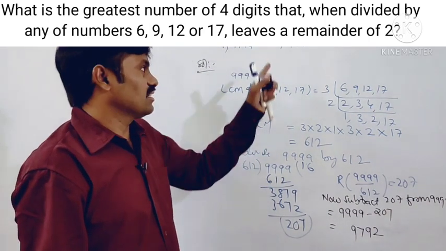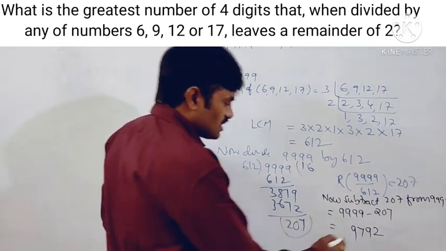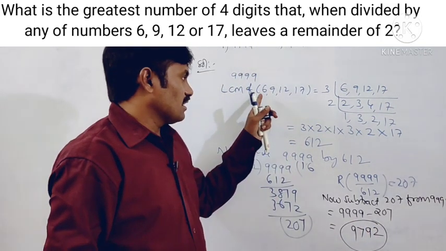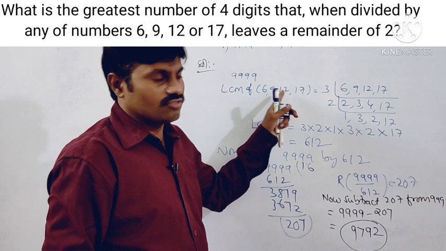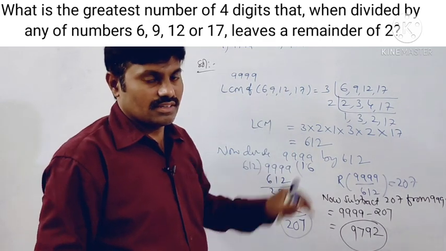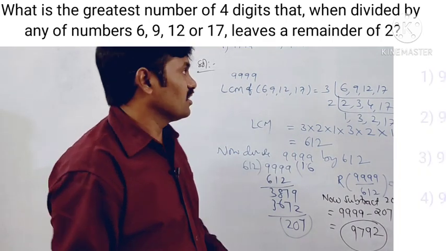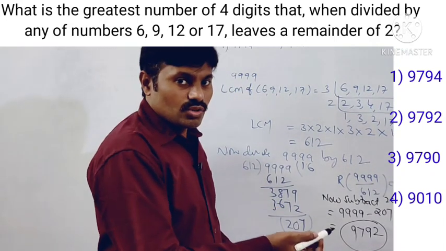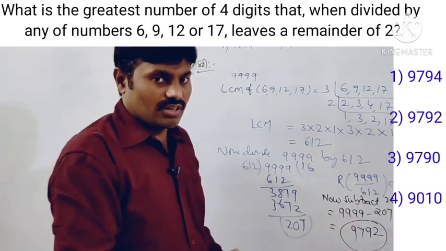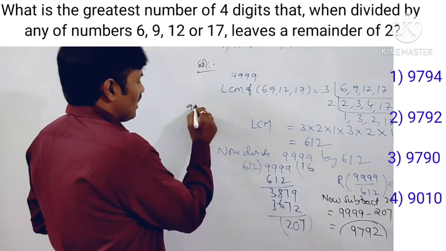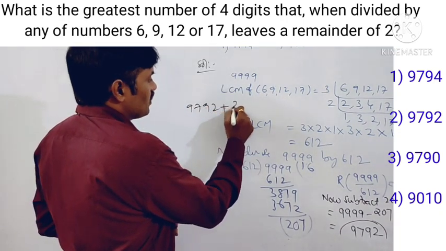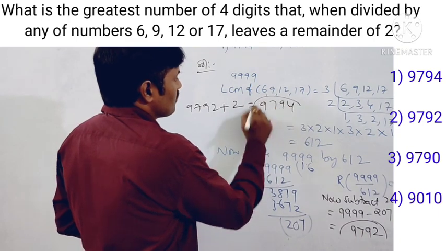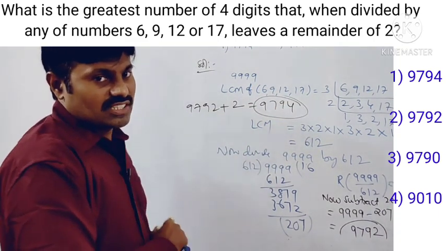So you may feel that this is the answer. No. This is the largest 4 digit number which is divisible by either 6 or 9 or 12 or 17. Okay, we get the remainder 0, but we should get the remainder 2. So add 2 to this number. So the final answer will be 9792 plus 2, that is 9794. So 9794 is the final answer, which is the first option.